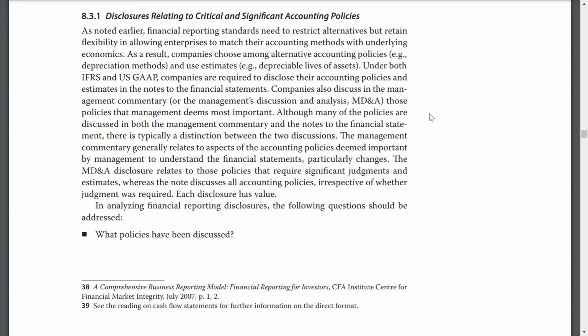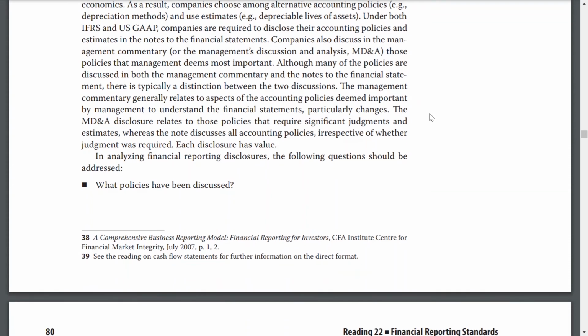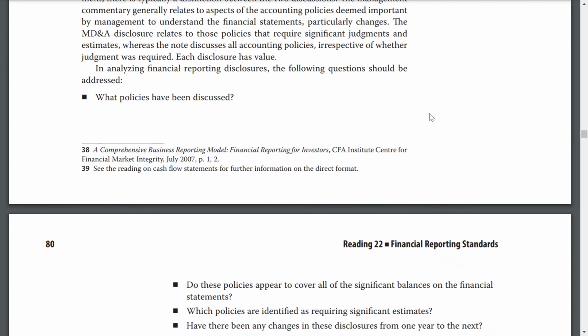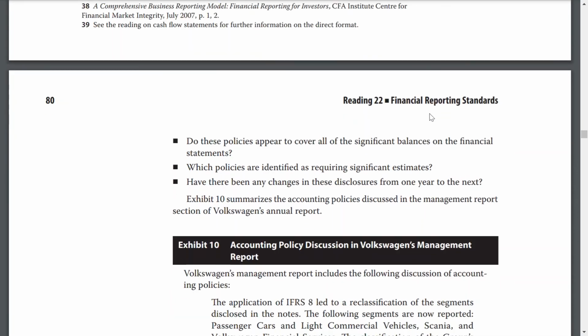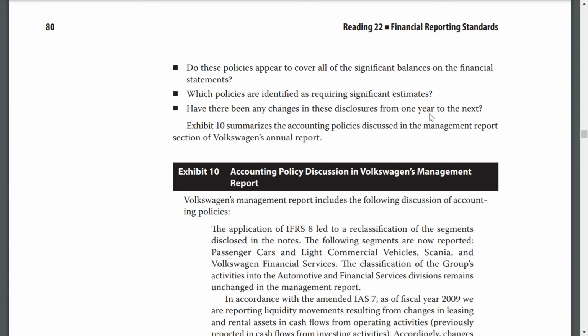Each disclosure has value. In analyzing financial reporting disclosures, the following questions should be addressed. What policies have been discussed? Do the policies appear to cover all the significant balances of the financial statements? Which policies are identified as requiring significant estimates? Have there been any changes in these disclosures from one year to the next? Exhibit 10 summarizes the accounting policies discussed in the management report section of Volkswagen's annual report.